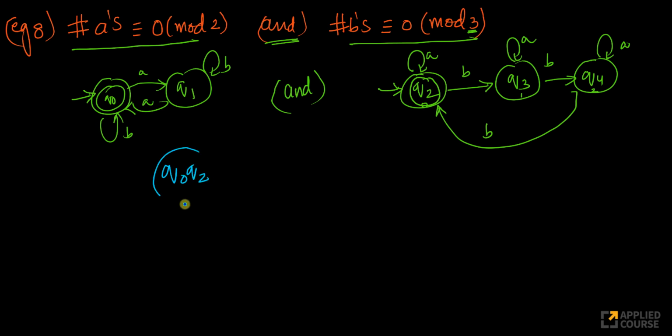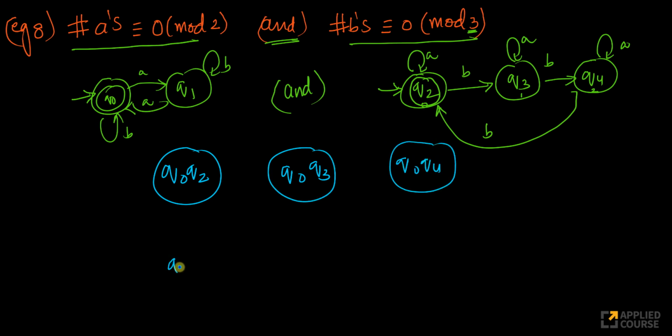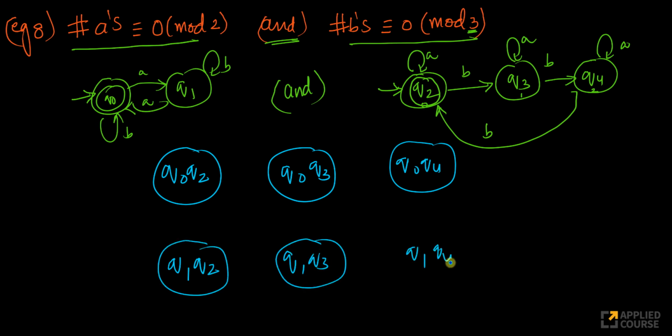Q0, Q2 is 1 state. Q0, Q3 is the 2nd state. Q0, Q4 is the 3rd state. Then let's assume Q1, Q2 is the 4th state. Q1, Q3, Q1, Q4. Okay.